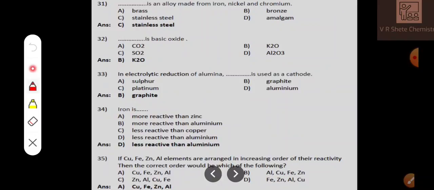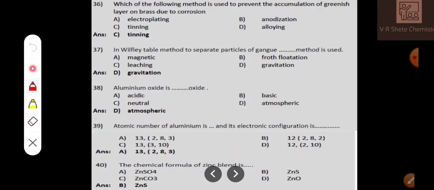Basic oxide: K2O. Electrolysis of aluminum is carried out with graphite. Iron is less reactive than aluminum. We are done with this one. Next one. Which of the following methods is used for prevention of accumulation of greenish layer? Tinning.